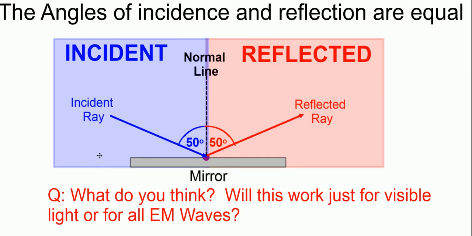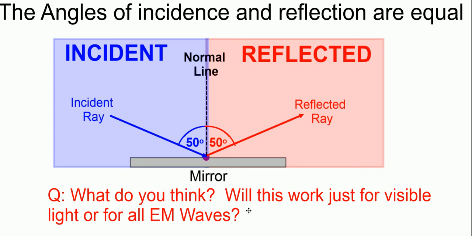I changed it here to increase this angle. I brought this down less steep. The incident ray now forms a 50-degree angle between the ray and the normal line. Then, of course, it's going to bounce out and have that same 50-degree angle on the reflected side.